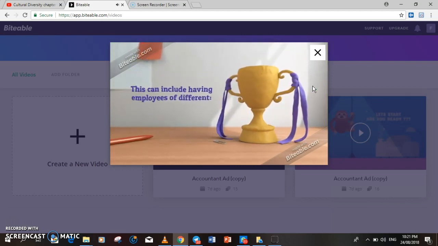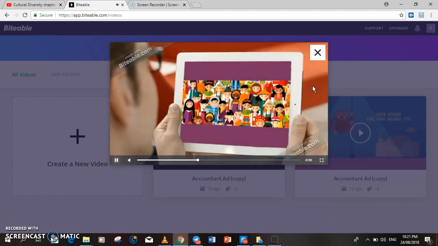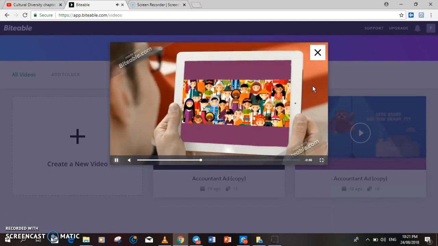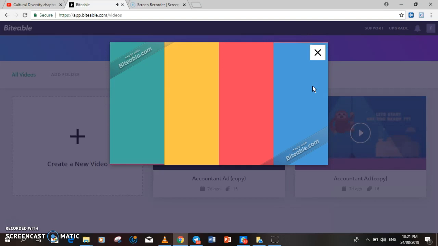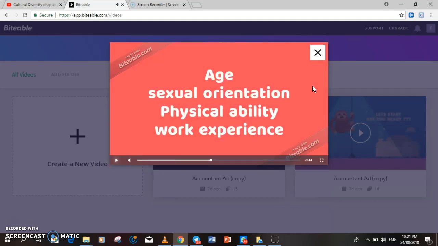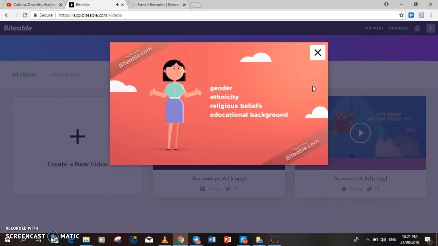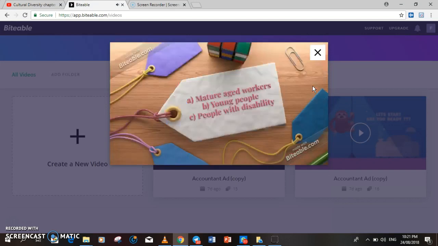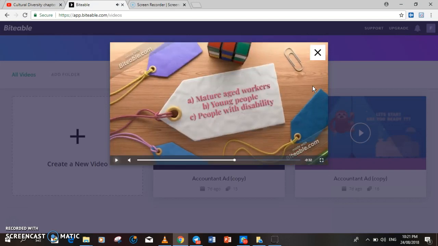Okay, there is an example of employees of different backgrounds. On the screen we show Chinese, Indian, Canadian or something else in the picture. And we have primary examples such as age, sexual orientation, physical ability and work experience. And we also have gender, ethnicity, religious belief and education background. And this is a secondary example, mutual aid workers, young people, people with disability.